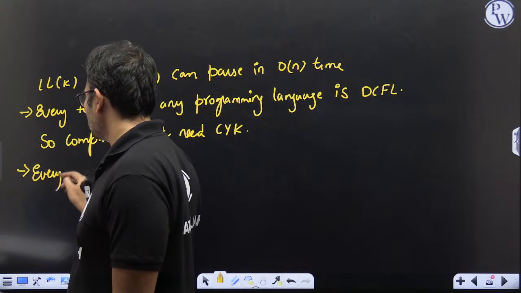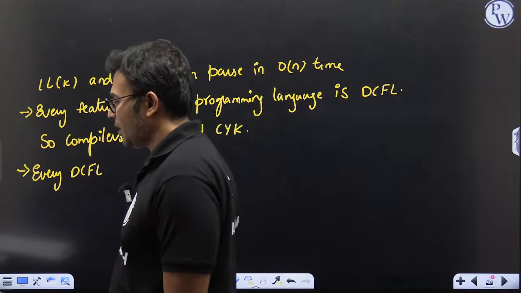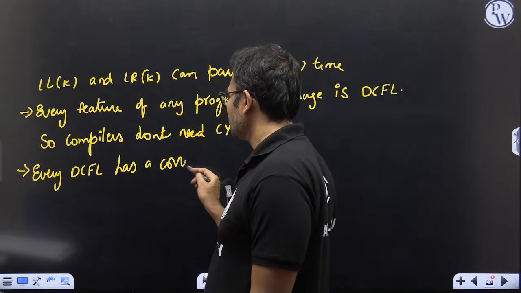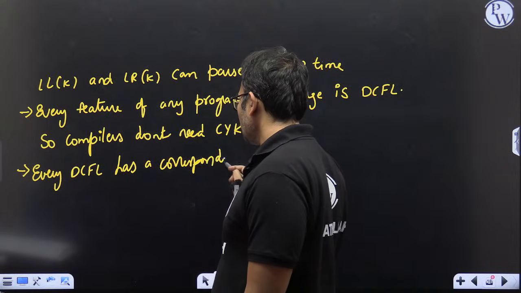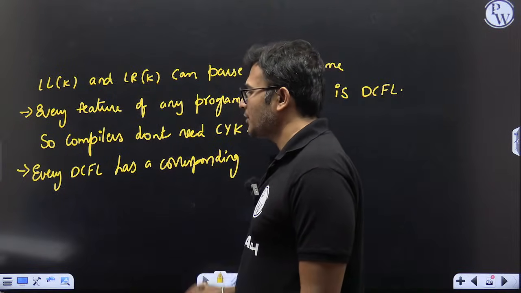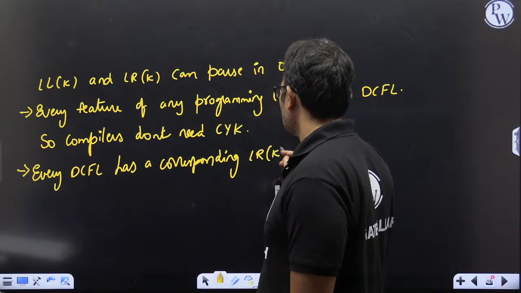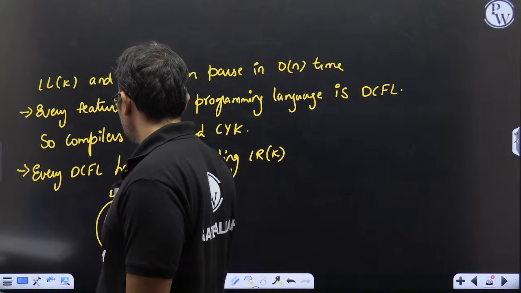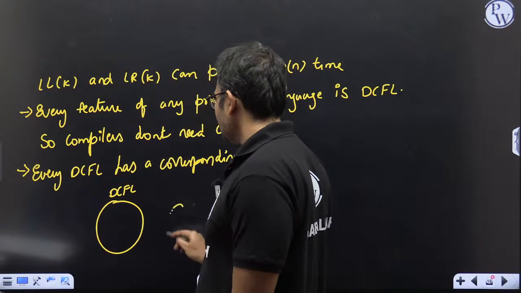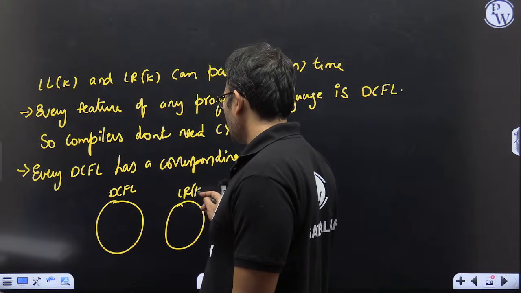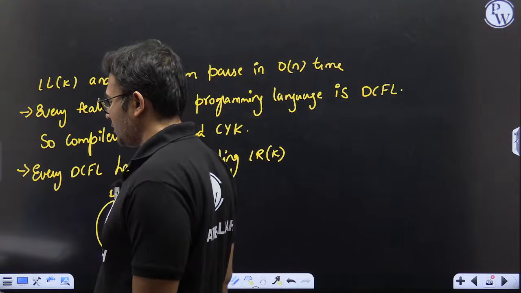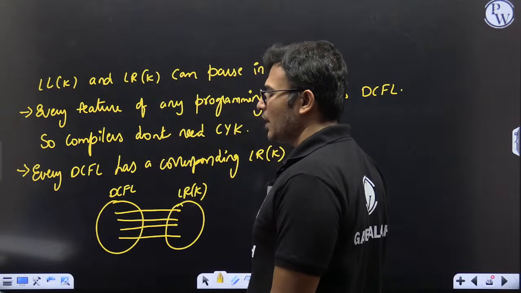Every DCFL has a corresponding LRK, right? So if you see a DCFL, it has a corresponding LRK. Every DCFL will have a corresponding LRK.